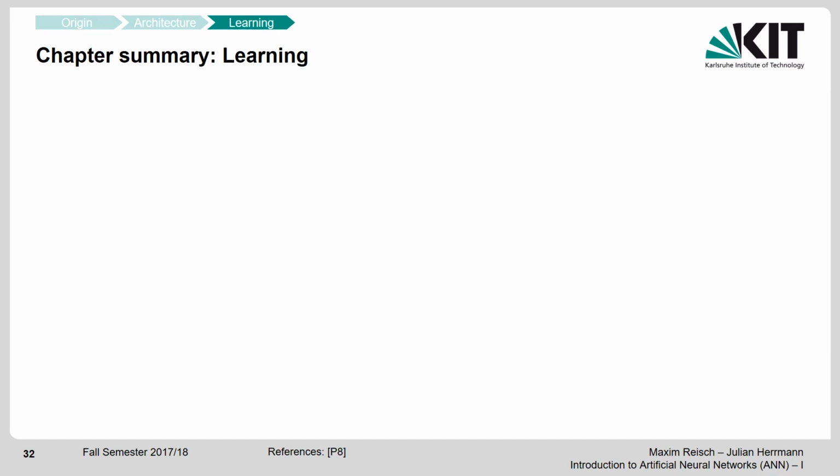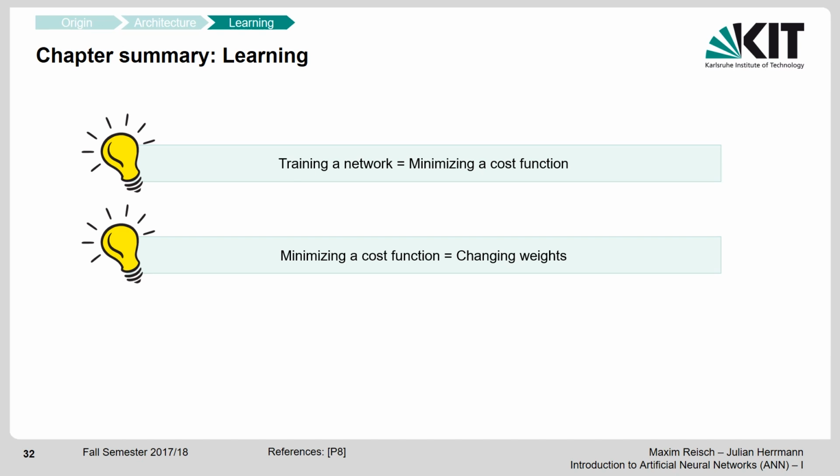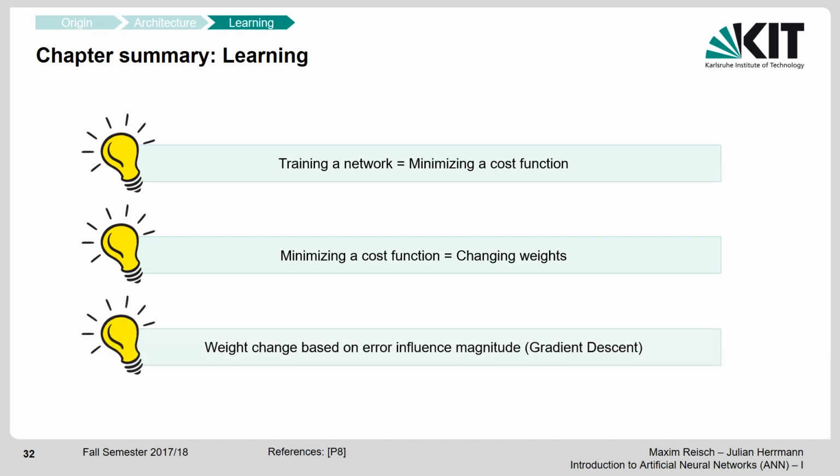So what have we learned so far? We train a neural network by minimizing the error. The only parameters that we can affect are the weights. The weights that contribute more to the overall error would be changed more when we perform gradient descent.